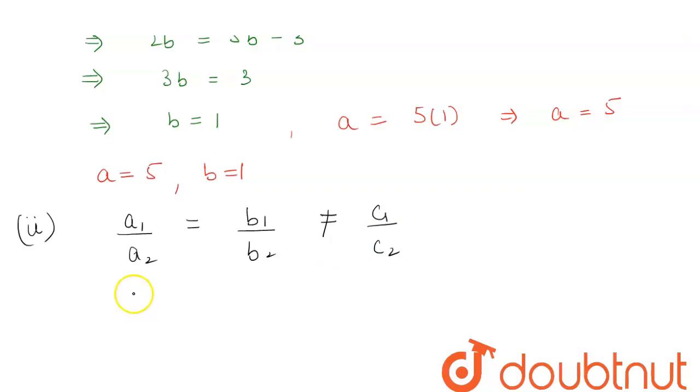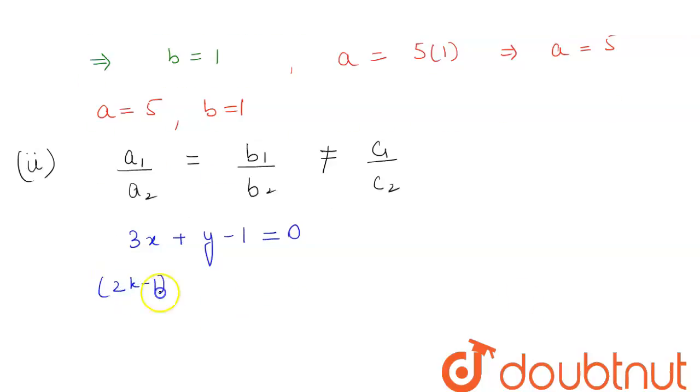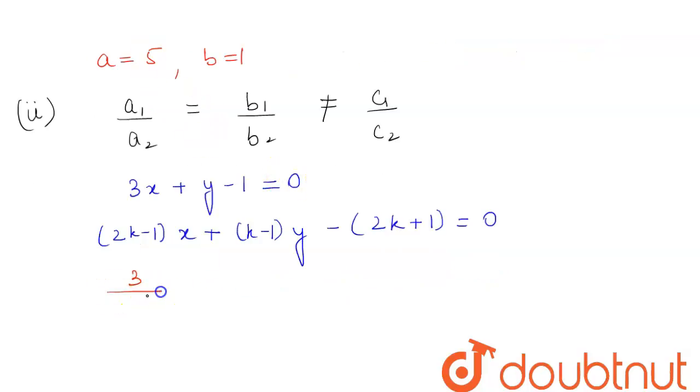So our equations are 3x plus y minus 1 is equal to 0 and (2k minus 1) into x plus (k minus 1) into y minus (2k plus 1) is equal to 0. So here we will get 3 upon 2k minus 1 is equal to 1 upon k minus 1, and this is not equal to 1 upon minus (2k plus 1). This will become plus.